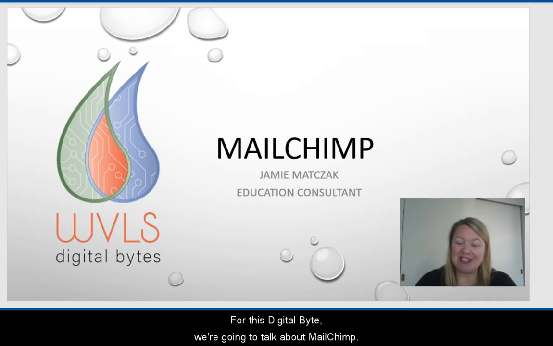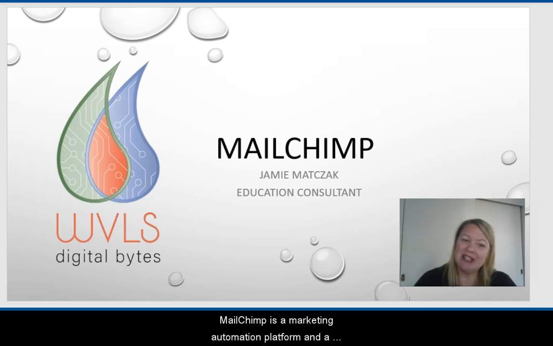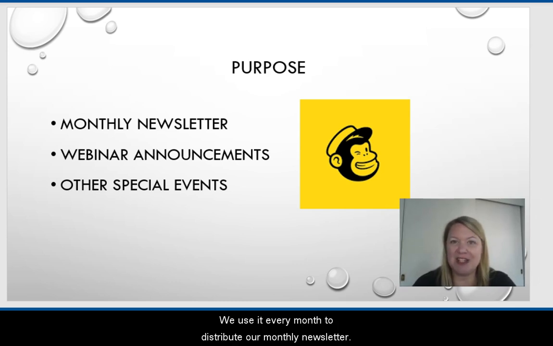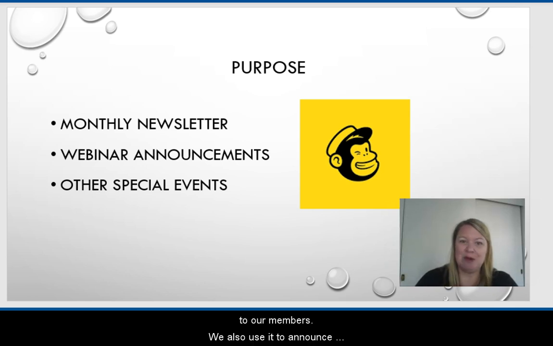For this digital byte, we're going to talk about MailChimp. MailChimp is a marketing automation platform and an email marketing service. We use it at WVLS. How do we use MailChimp at WVLS? We use it every month to distribute our monthly newsletter to our members.